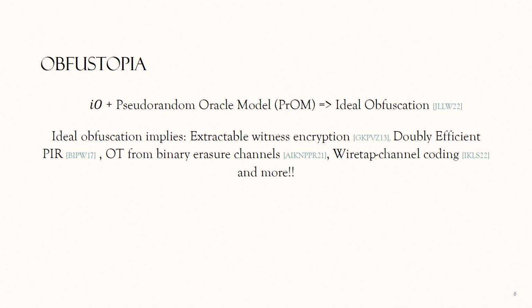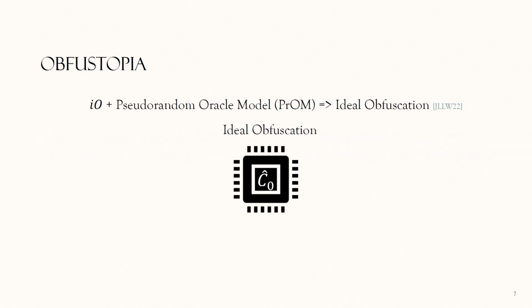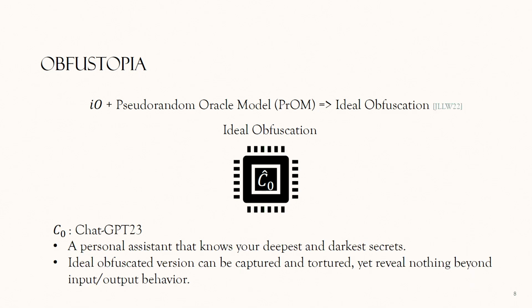And ideal obfuscation actually implies even more cryptographic primitives. I'm not going to list them, but there are a lot. And it provides meaningful security guarantees even for things such as machine learning models. So as an example, imagine we have ChatGPT 23, which is a personal assistant that you carry around in your pocket. It's your mental health advisor, your whatever advisor, and it knows all your deepest and darkest secrets. If you were to lose it or someone were to take this device, the ideal obfuscated version could be tortured and yet reveal nothing beyond just the input-output behavior.